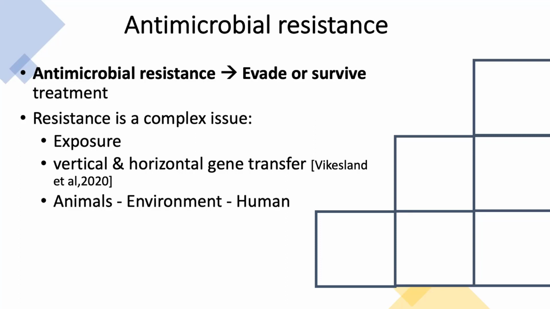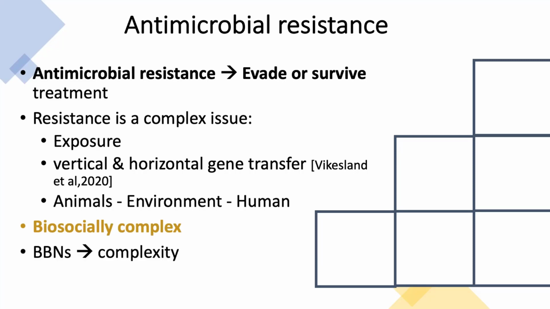Resistant genes can either be inherited through a process called vertical gene transfer, or in some cases can be shared between organisms and species through horizontal gene transfer. Resistance not only occurs in humans, but in animals and the environment too. Furthermore, these interdependencies are not merely biologically complex, but also intertwine with social factors, making AMR a biosocially complex phenomenon.